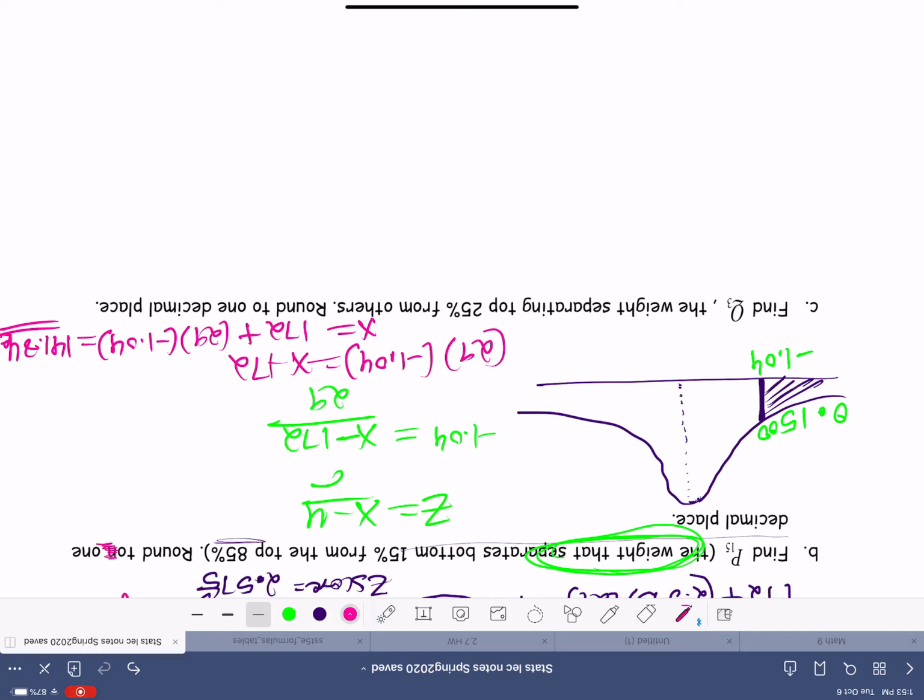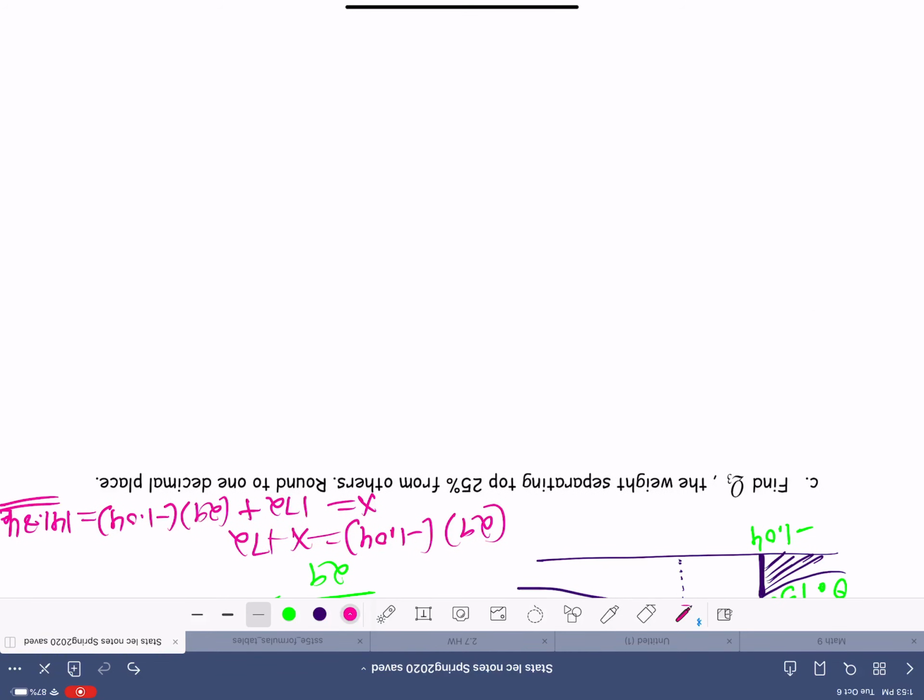Okay, and I think I wanted to say round to 1 decimal place. It doesn't say round to n. That looks like a typo. Next problem, find Q3, the weight separating top 25% from others.